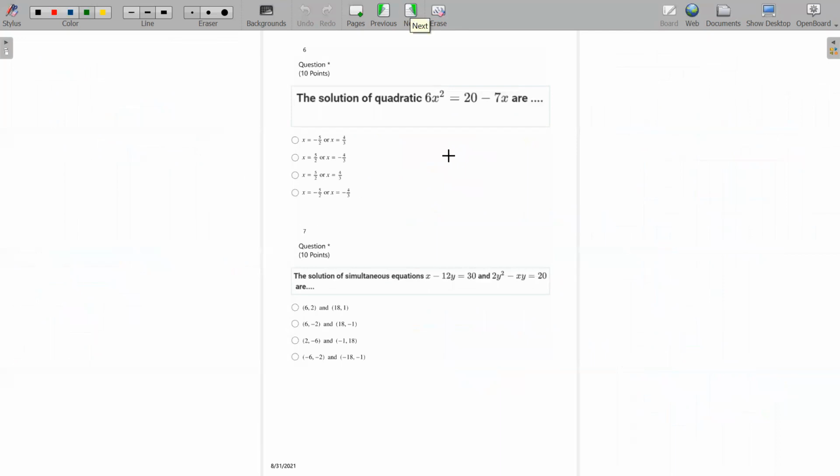The solutions of the quadratic 6a squared equals 20 minus 7 are... Right, so we make this into a quadratic equation. The general quadratic equation is 6x squared plus 7x minus 20 equals 0. Yeah, so like this. Right, so now let's do factorizing. If you remember in the Ease Preparations part 1, I have explained to you the easiest way to do factorizing of this.